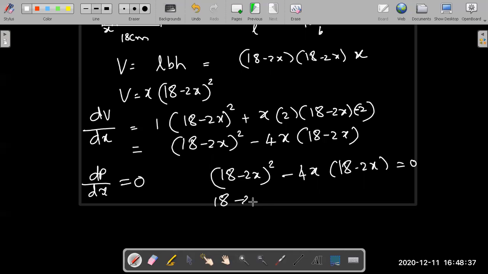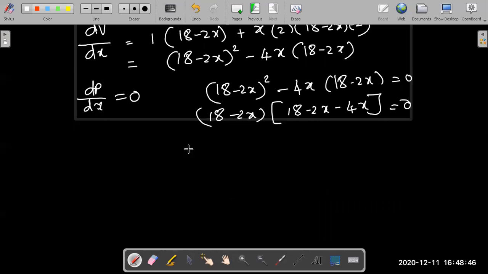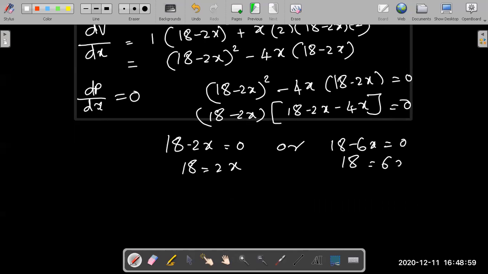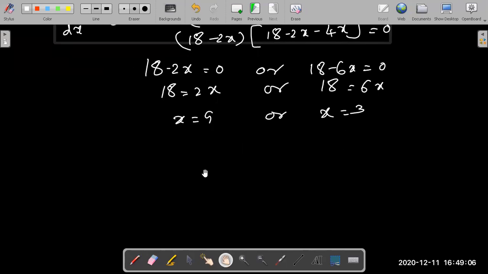So 18 minus 2x is taken common. Then we have 18 minus 2x minus 4x equal to 0. So 18 minus 2x equal to 0, or inside the bracket, 18 minus 6x equal to 0. 18 equal to 2x, 18 equal to 6x. So x equal to 9 or x equal to 3. Let's see, it cannot be two values, one of them is invalid.